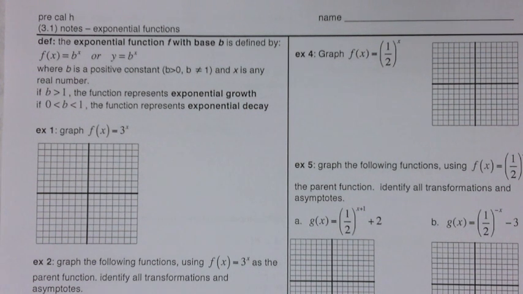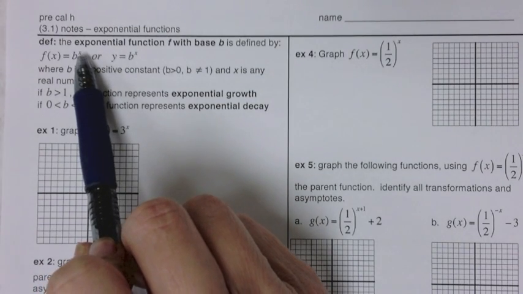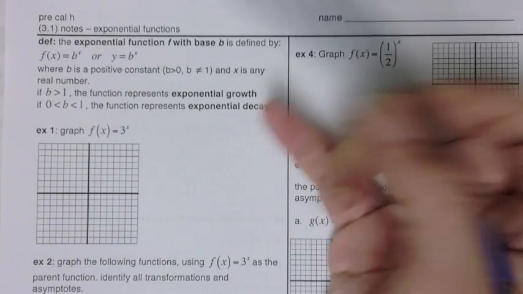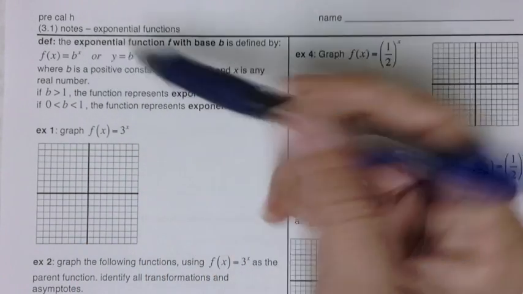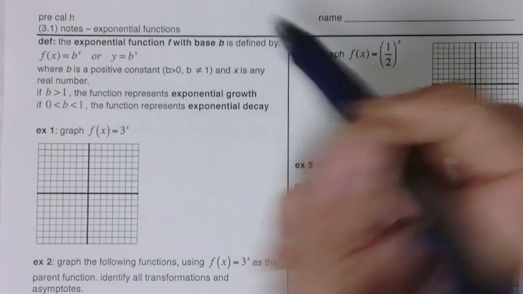Alrighty, today we're going to go ahead and do 3.1, which is exponential functions. An exponential function is anything that has the variable in the exponent. So this is just saying that b is the base and x is the exponent, and we're going to say that b is positive for now, and x is any real number, so no imaginaries.